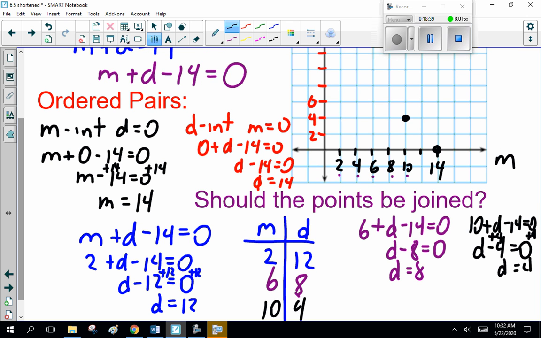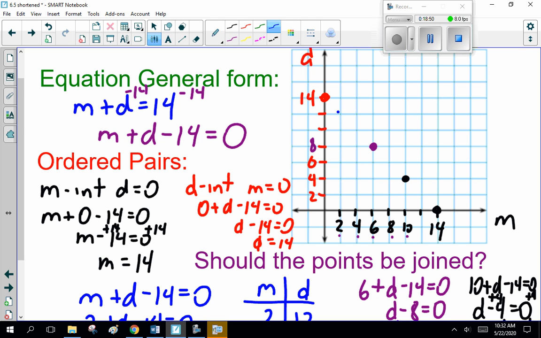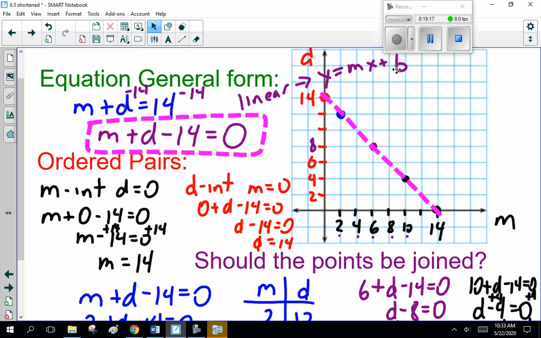So let's plot these points. 10 and 4. 6 and 8. And 2 and 12 is here. Now, question, should the points be joined? I think yes, because that looks a whole lot like a straight line. Because if you can write this in general form, it's a linear equation. Because I can rewrite that as y equals mx plus b. I'm just lazy about it and don't want to do it. So, it is a linear equation.